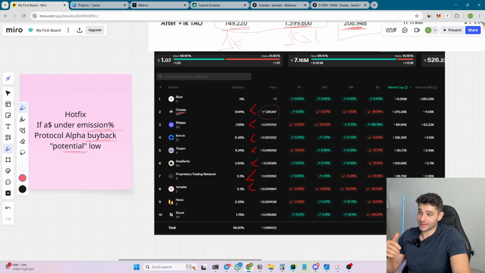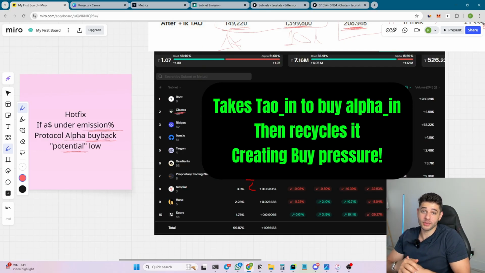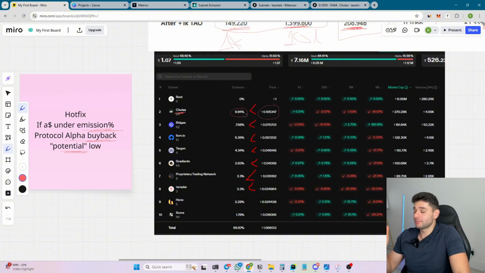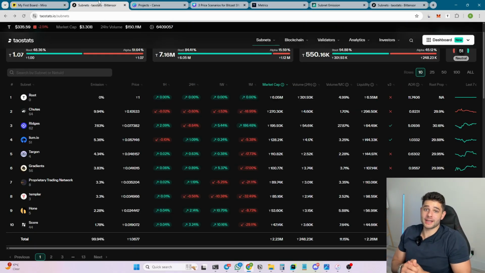So let me give you an example. Right now, Shoots has an emission of 9.94%. So if the subnet price goes under 0.1, for example, it goes to 0.08 and a giant whale dumps 5,000 alpha, Yuma consensus is actually going to remove alpha from the liquidity pool until the price goes back up. So this gives you a potential low, and it's also a good time to buy if that happens.